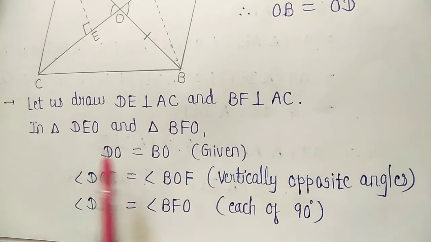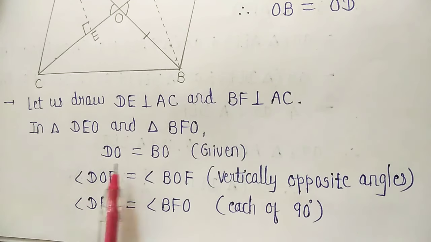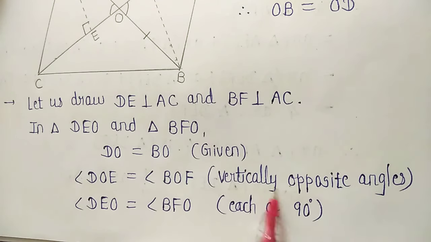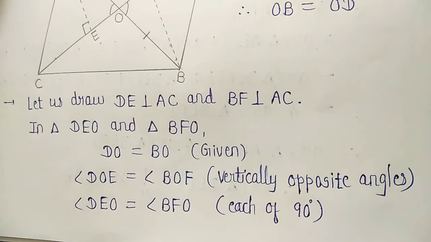In triangle DEO and triangle BFO, DO is equal to BO, given. Angle DOE is equal to angle BOF, vertically opposite angles. Angle DEO is equal to angle BFO, both are 90-degree. According to which criteria will these two triangles be congruent? Let us see.